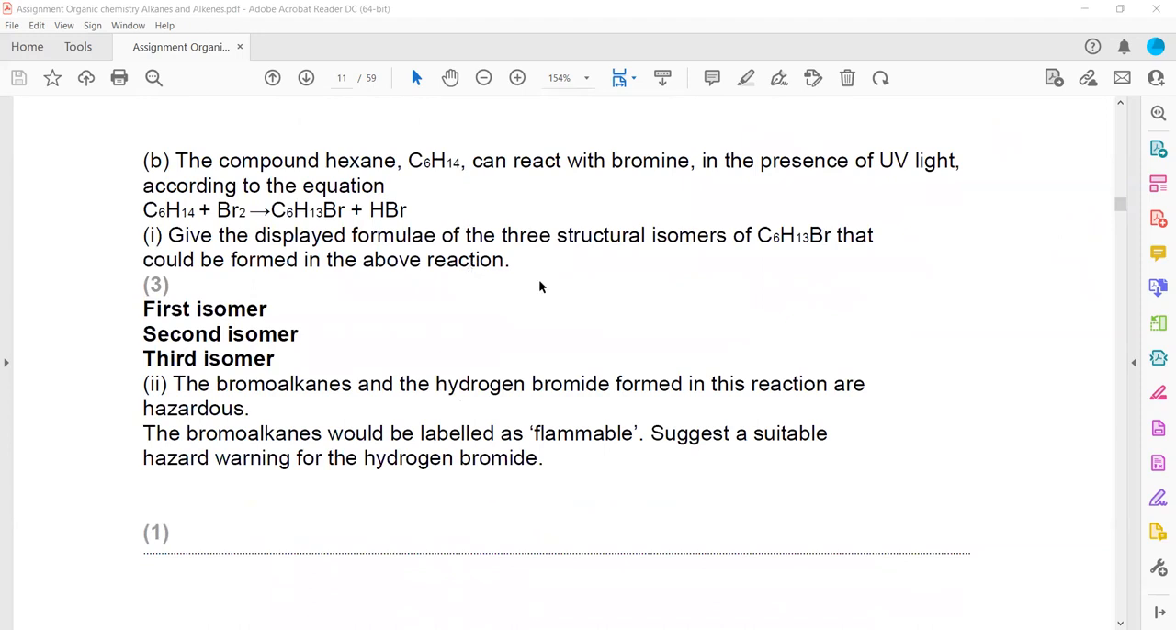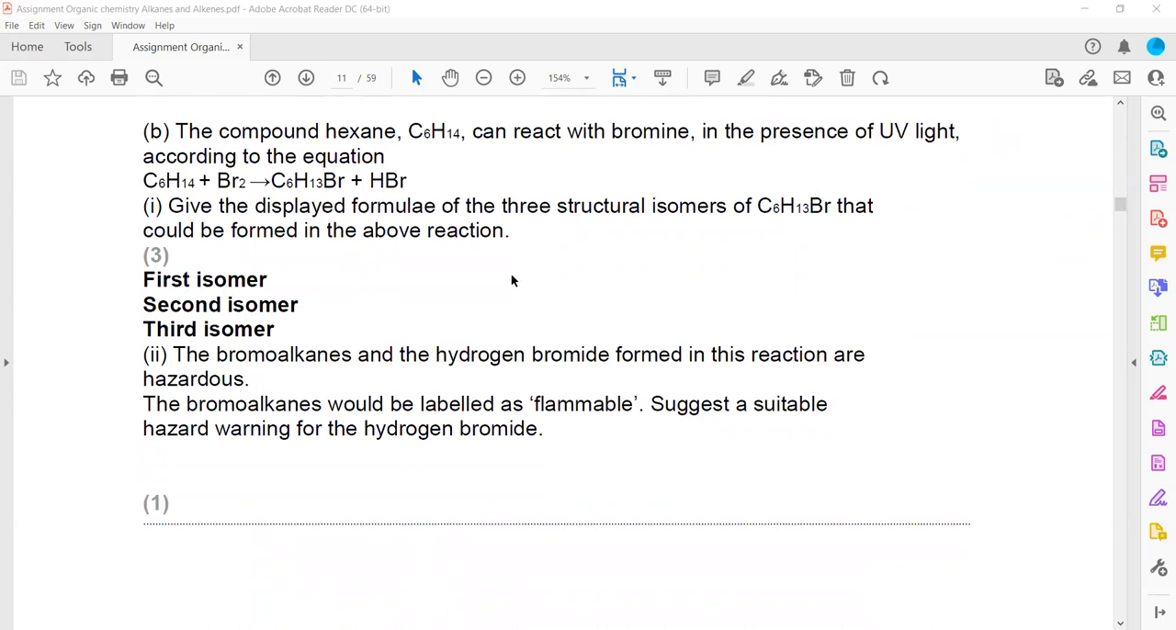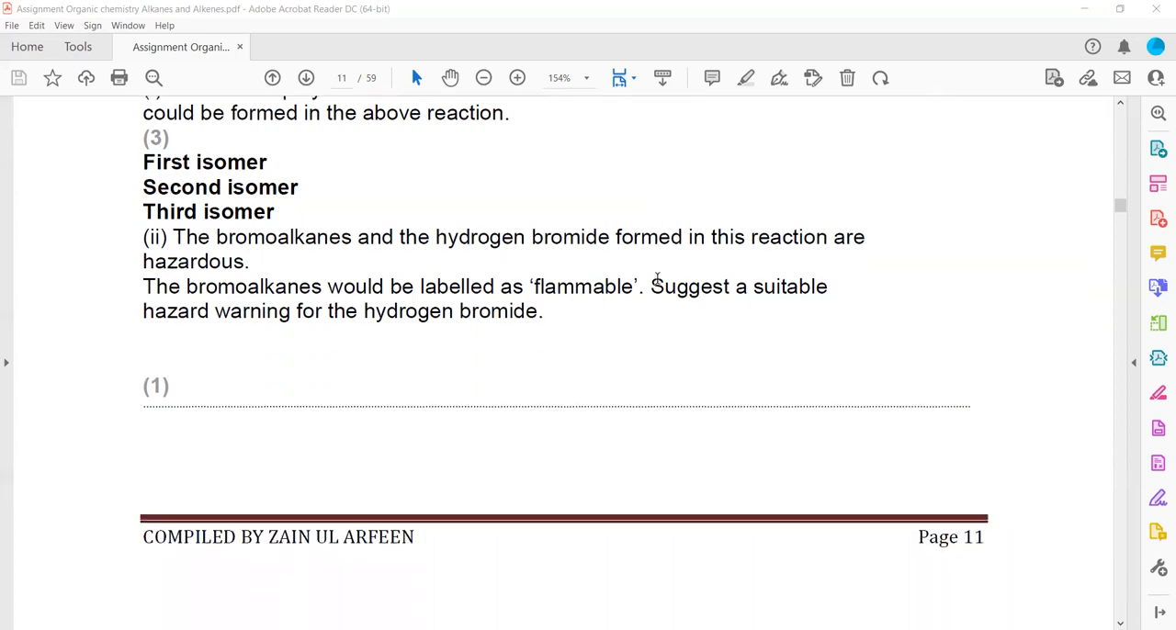Then the compound C6H14 can react. Give a displayed formula for the product that could be formed, first, second, and third isomer. So we have to draw the three isomers of C6H13Br. So you will change the position of Br and draw the three isomers. You can also change the structure.